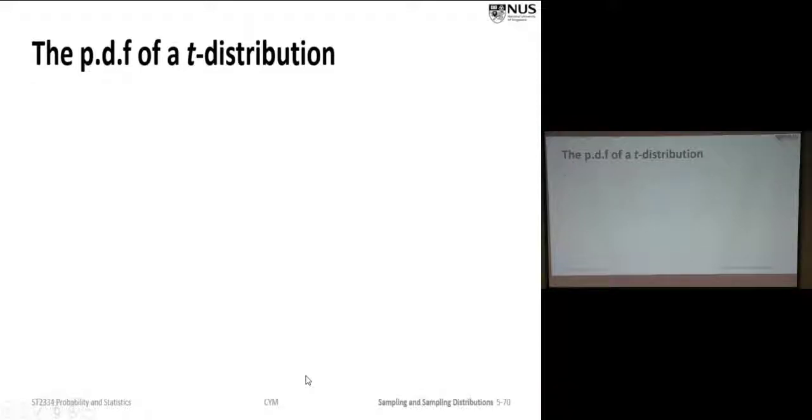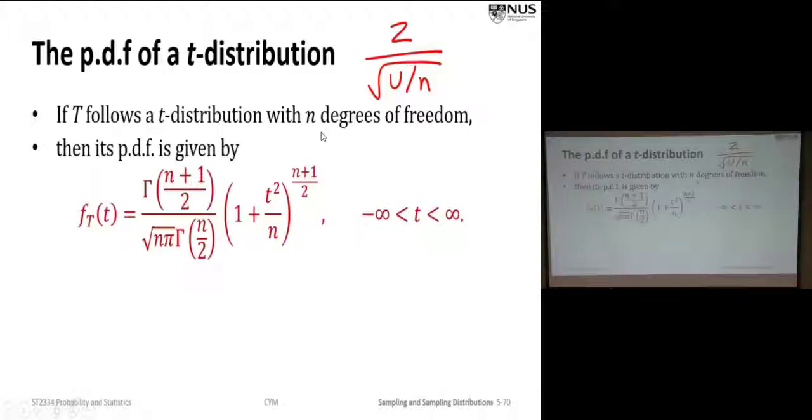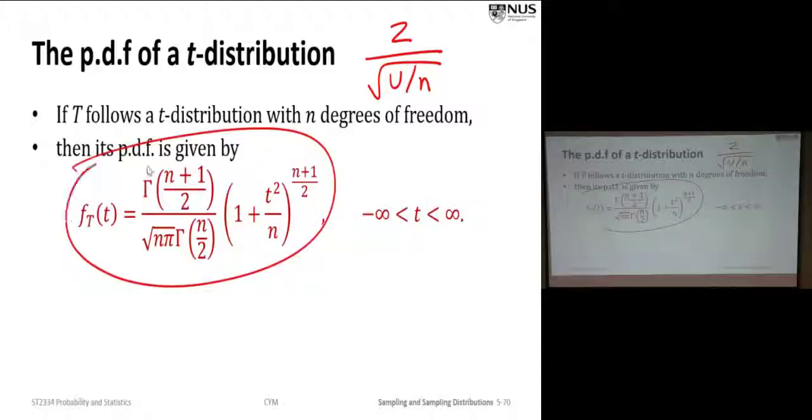So in fact, what is the T distribution? Just now we said that it is a standard normal divided by the square root of a chi-square over its degrees of freedom. So that is the t distribution. But in fact, the t distribution has a PDF given by this form. Again, there are two gamma functions here and also a pi here.